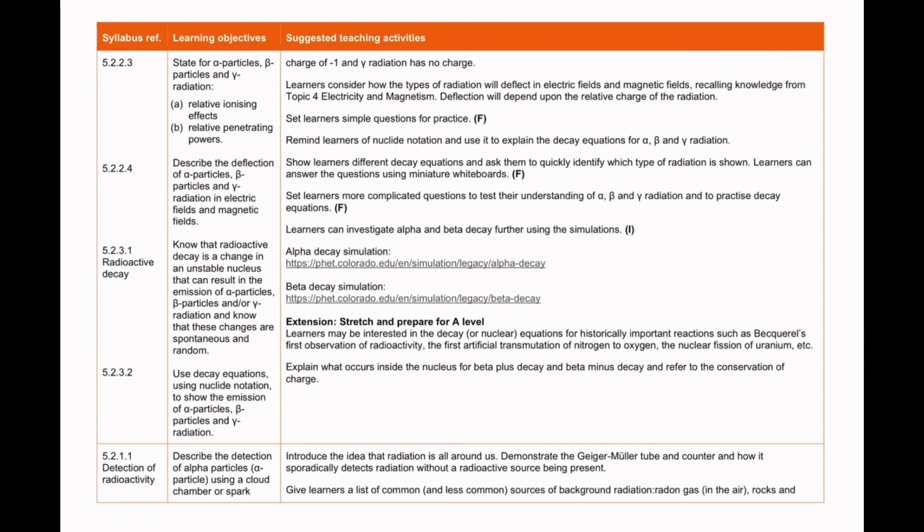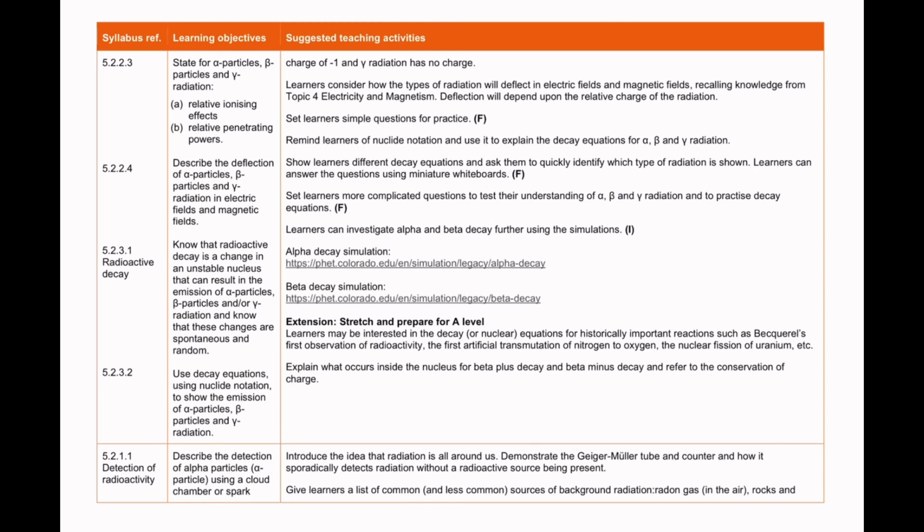State for alpha particles, beta particles, and gamma radiation: A. Relative ionizing effect. B. Relative penetrating powers. Describe the deflection of alpha particles, beta particles, and gamma radiation in electric fields and magnetic fields.